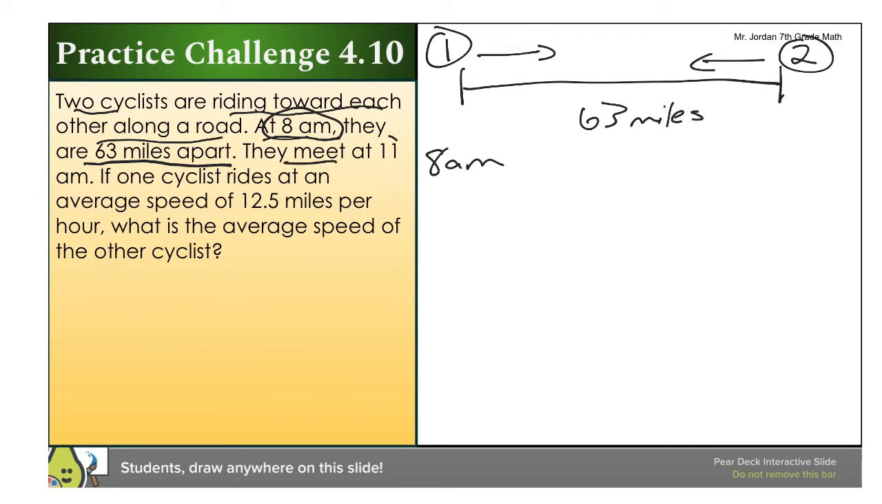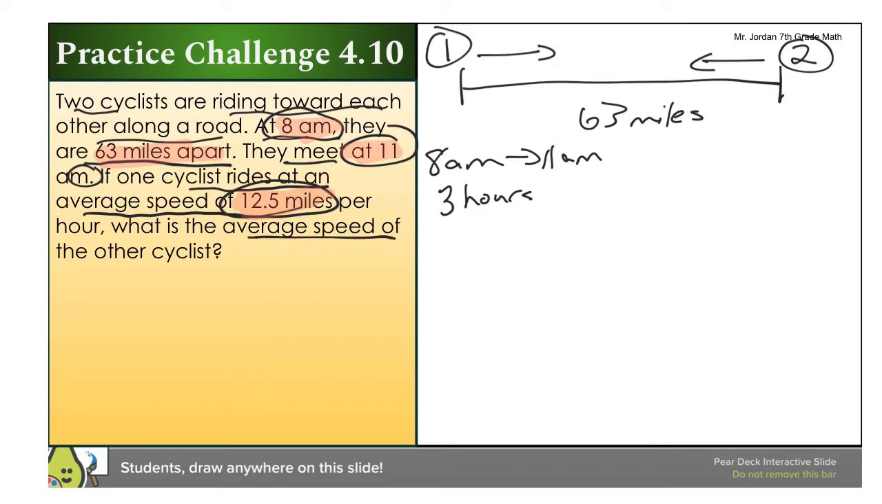and they meet at 11 a.m. So to 11 a.m., I know that this is 3 hours. From 8 to 11 a.m. is 3 hours. If one cyclist rides an average speed of 12.5 miles per hour, so I've got 12.5 miles per hour. They're 63 miles apart, 8 a.m. and 11 a.m. So what is the average speed of the other cyclists? So first we have to solve for number 1. How far did number 1 go?